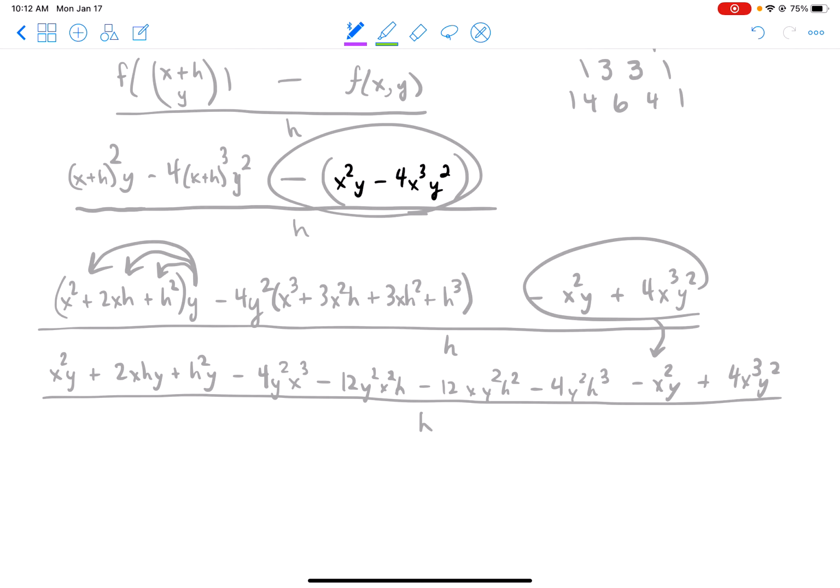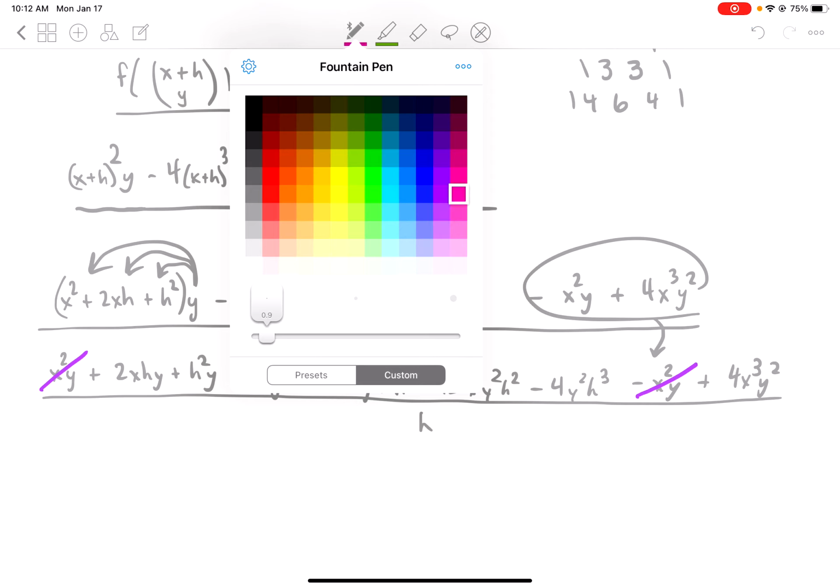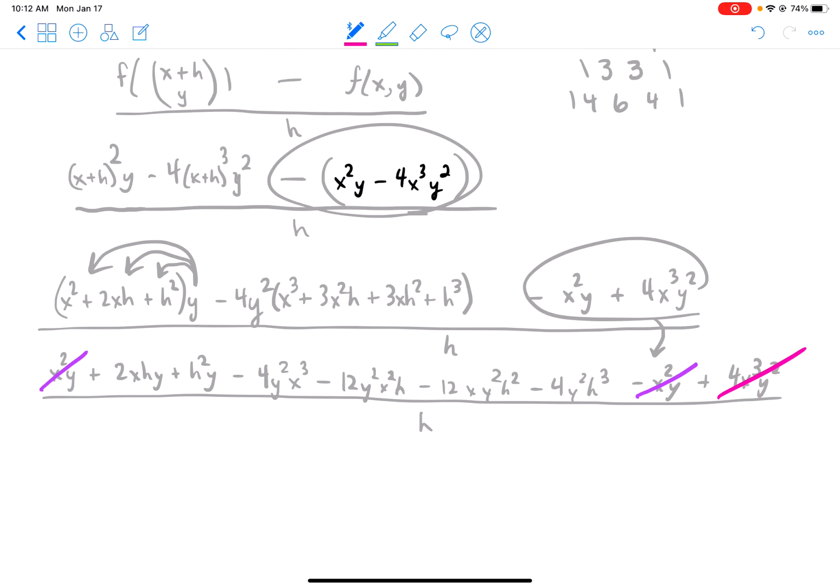And now is the moment. Minus x squared y, basically whatever has been waiting in the f of x y, the part that didn't change, the initial, that's going to cancel things. So I need to find an x squared y over here. Sure enough, there it is. I know this is going to cancel something. There needs to be a minus 4x to the third y squared somewhere. And there it is. Those are gone.